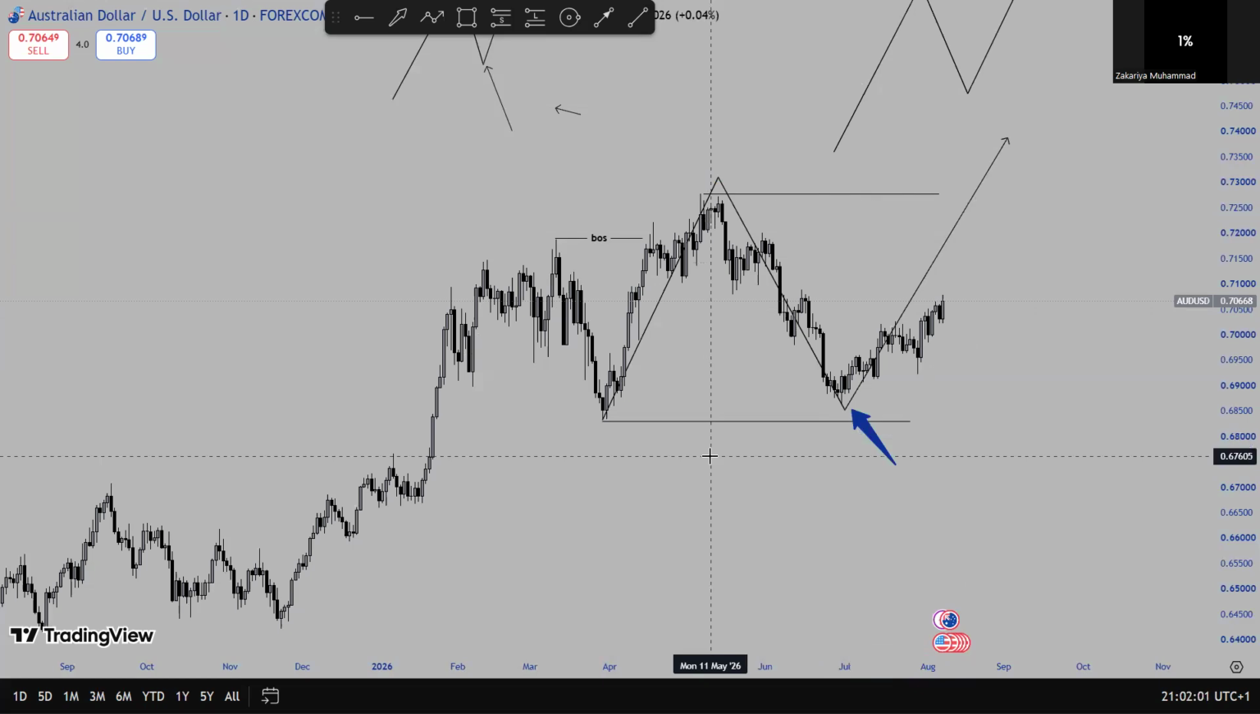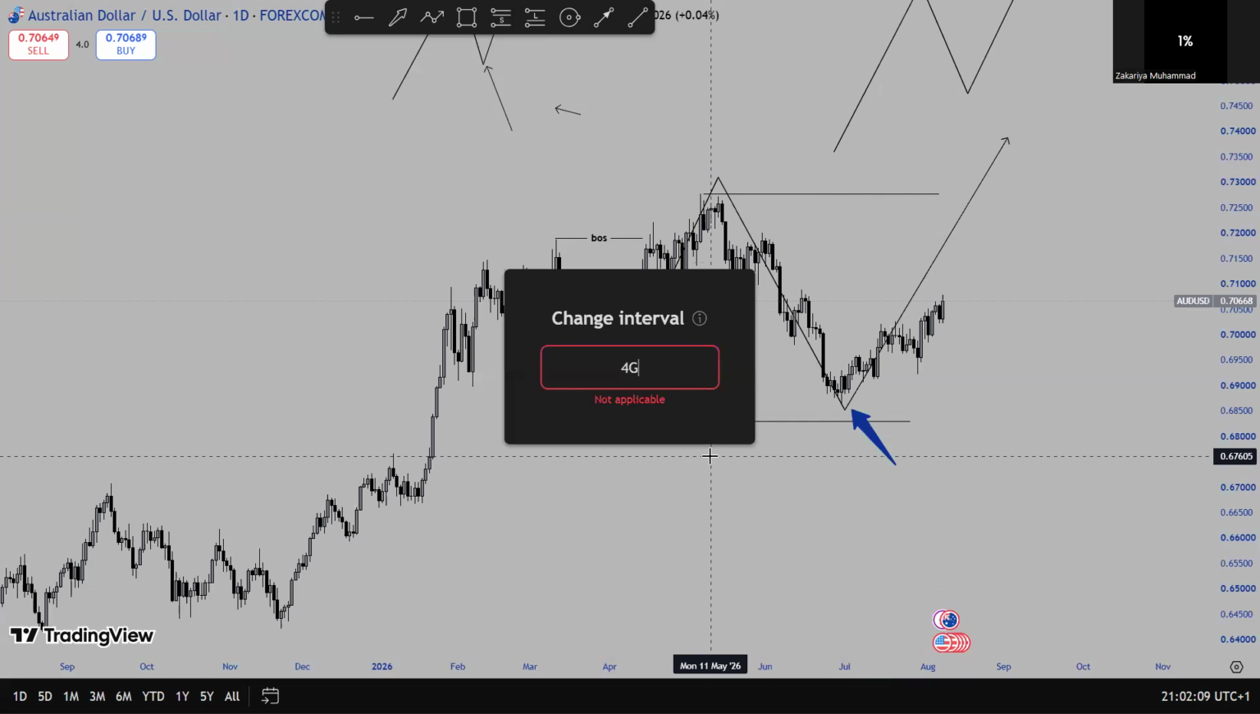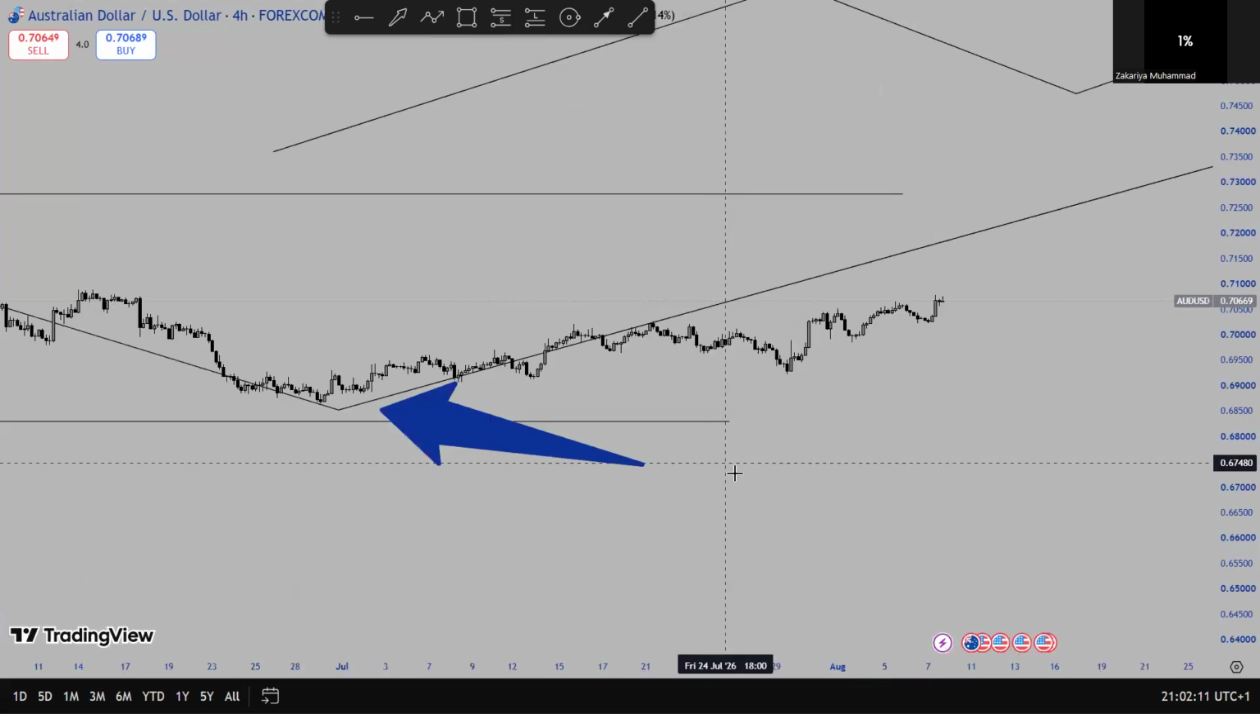But how do we know we're in a corrective move or in an impulsive move? That's when we read the lower time frame. So let's go to the lower time frame. Let's go to the 4-hour time frame to read the internal structure.